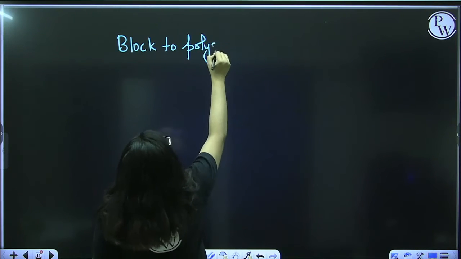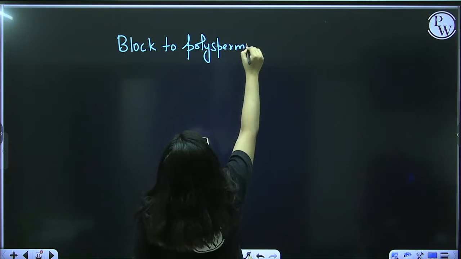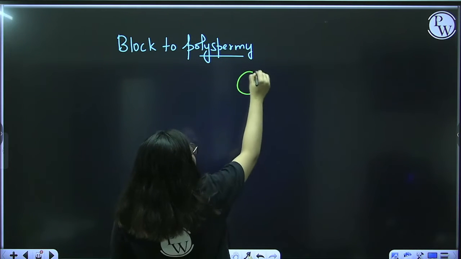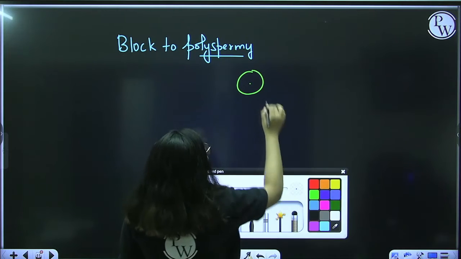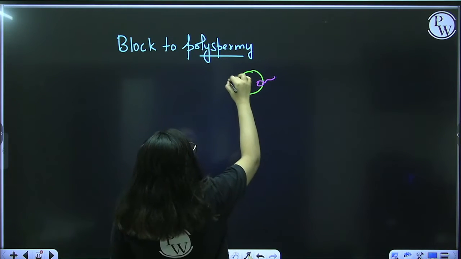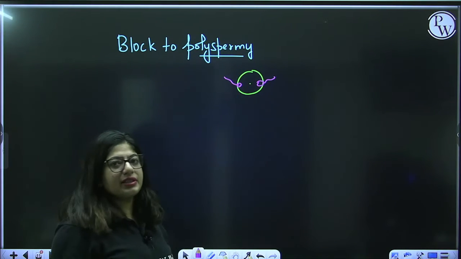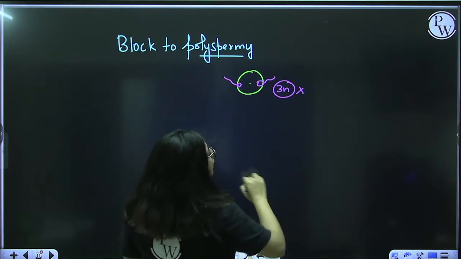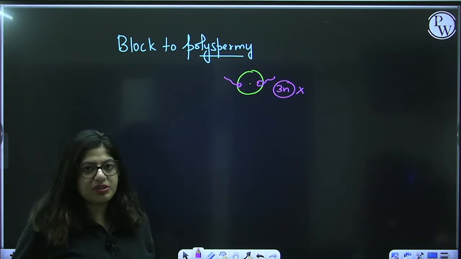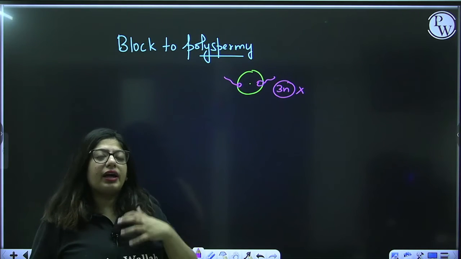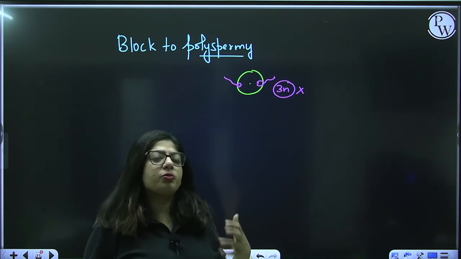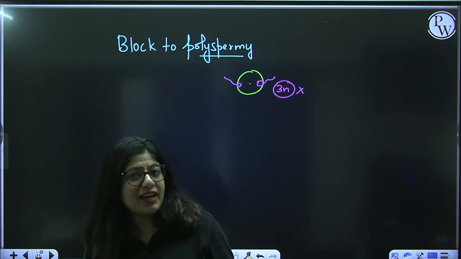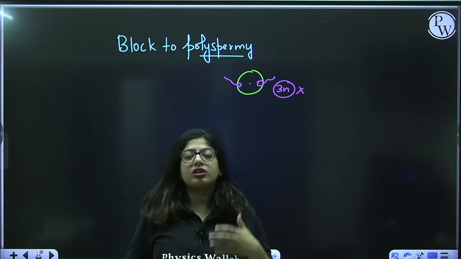What is polyspermy? When more than one sperm fertilizes a single oocyte. For example, this is the oocyte and a number of sperms are fertilizing. If a number of sperms are fertilizing, this will become 3n, and a 3n zygote cannot survive. It cannot survive, right? So we want this polyspermy to be prevented. So there are certain blocks, or we can say mechanisms, that do not allow polyspermy to occur.